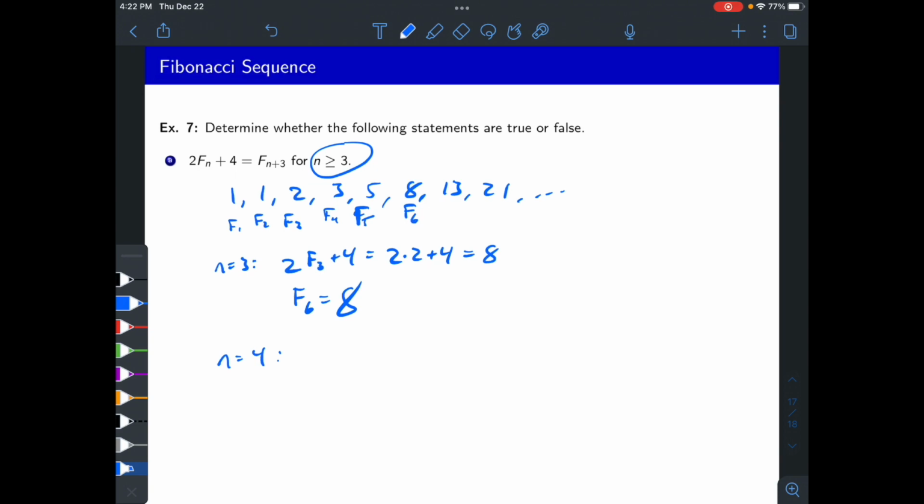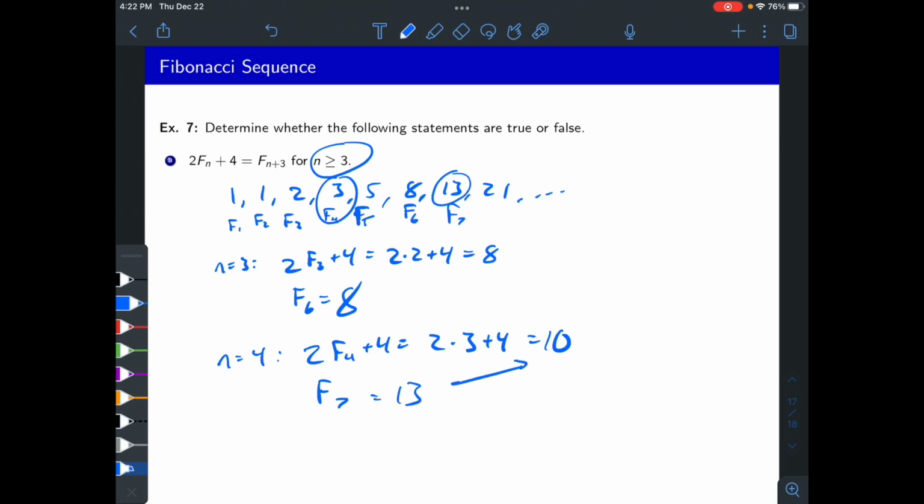If I were to do n equals 4, does this work for that as well? So 2 times f4 plus 4, f4 is 3. So this is 2 times 3 plus 4, so that's 6 plus 4, that is equal to 10. What is f sub 4 plus 3, so f sub 7? Well, that would be this over here. That would actually be 13. So in this case, these two things are different.